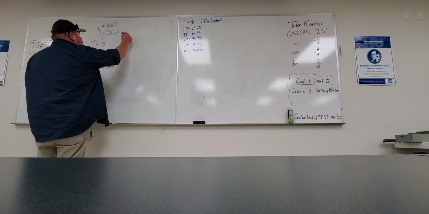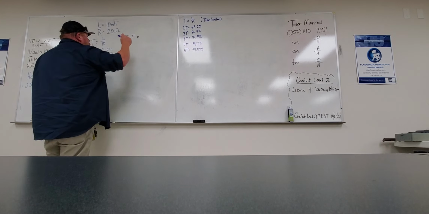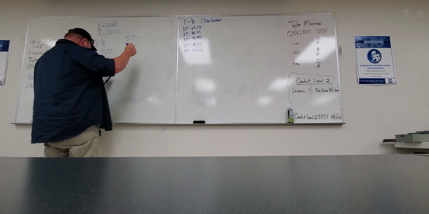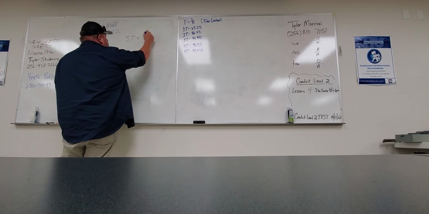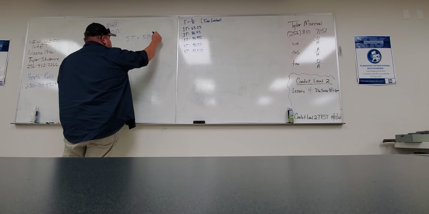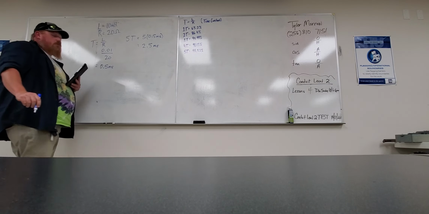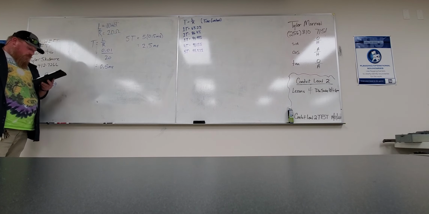The amount of time it's going to take to get to our maximum value is 5 time constants. It's 5 times 0.5 milliseconds. It'll be 2.5 milliseconds to reach maximum current.